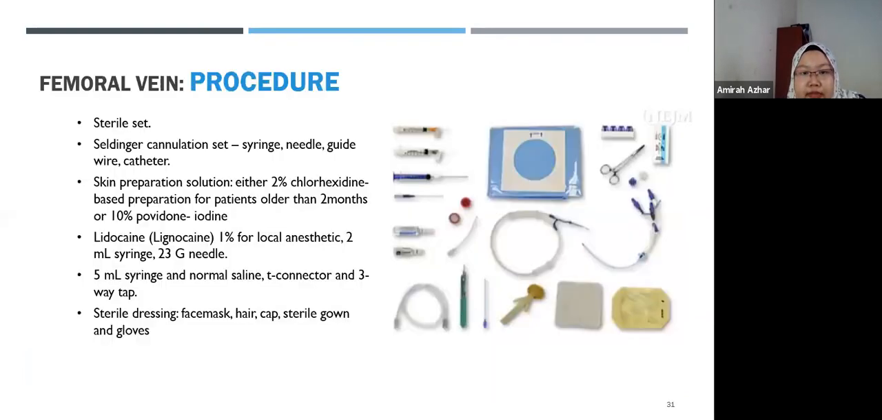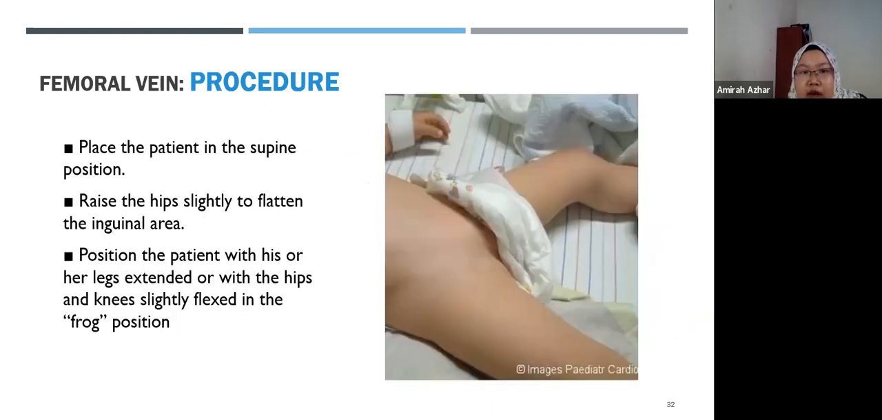Next. The procedure: first you prepare the equipment as before, such as the sterile set and cannulation. You prepare solutions for the patient, such as the iodine, lidocaine with NS, and also the sterile dressing. Next. To proceed with the procedure, you must first ensure the position of the patient. As you can see, the patient is lying supine, and you raise the hips of the patient so you can get a clear anatomy. Either you place a towel under the buttock, so it is raised a little bit. Okay, next.